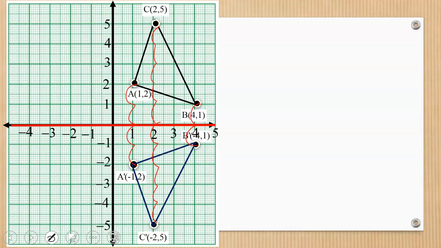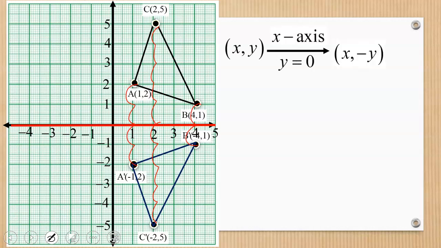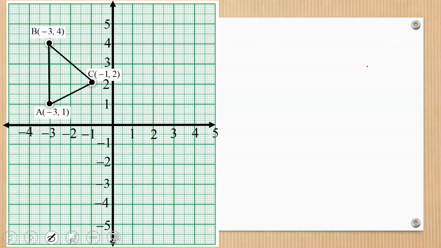When I join them again, I create a reflected image, and you can see again that the whole thing looks like it's flipping over the mirror line. And when you observe the point A, B, and C against point A1, B1, C1, you can also see that anytime you have X and Y, your image becomes X, negative Y. Good. Now let's look at another reflection.